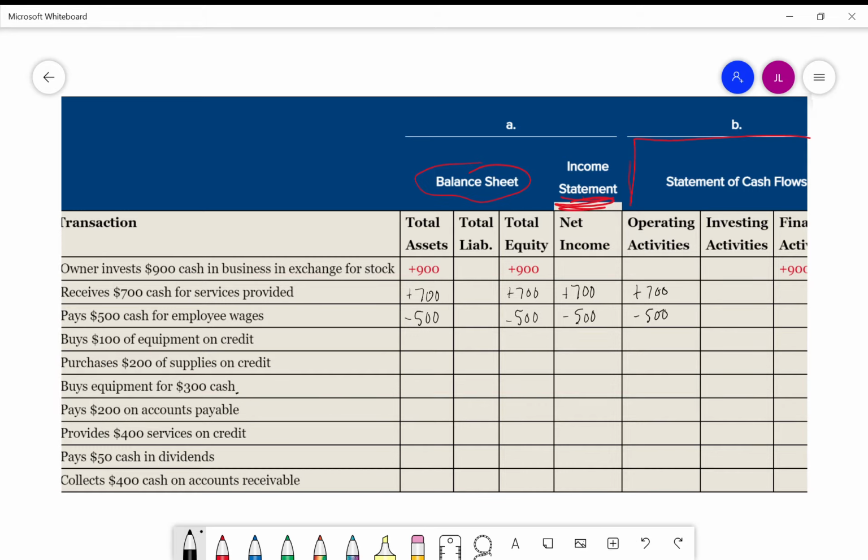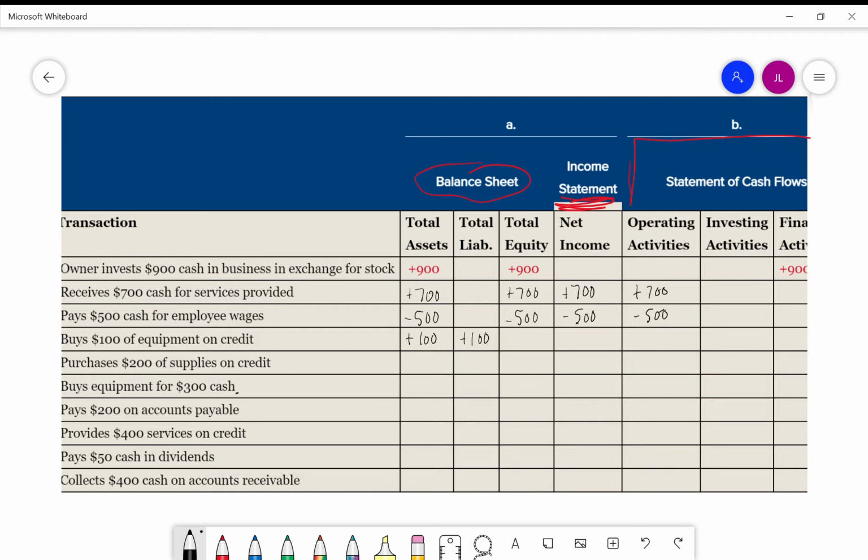Now we're buying $100 of equipment on credit. There is no cash here, so we don't have to worry about statement of cash flows. So what happened? Well, as the business, we received an asset, an equipment. So our assets increased by 100. And we did this on credit, which means our liabilities increase because we're going to be paying for this in the future. We're not paying for it now. So liabilities, increased by 100. The next one, purchase $200 of supplies on credit, no cash here, so we don't worry about cash flows.